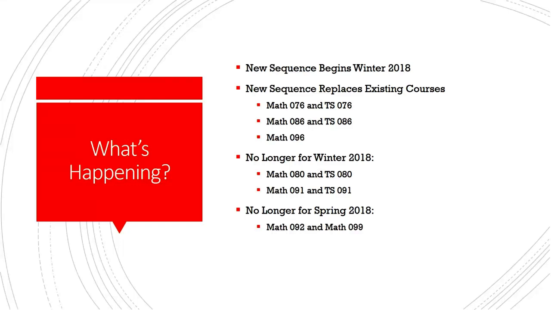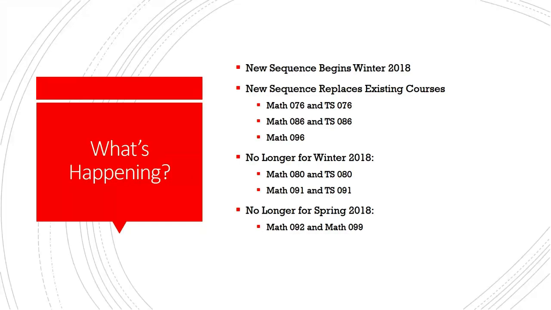So our TS 80 and Math 80 will be disappearing after fall quarter, as well as TS and Math 91. Math 92 and Math 98 and Math 99 will also be disappearing after winter quarter. So winter quarter will be the last time you see those classes. And there will be a whole new set of classes to replace them. So we have Math 76 as well as TS 76, and Math 86 as well as TS 86, and Math 96.